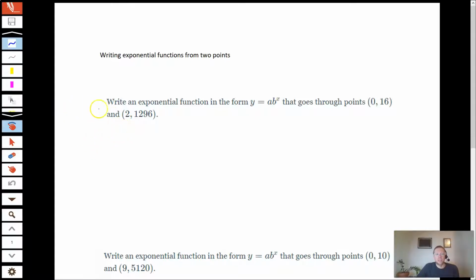So remember, these guys take the form y equals a b to the x, and we need to figure out b, the common ratio, what is being multiplied by each term, and a, the starting point. Okay? And we're going to use these 2 points to do it. Just like if I gave you 2 points on a line, you could figure out that line, right? So points (0, 16) and (2, 1296).